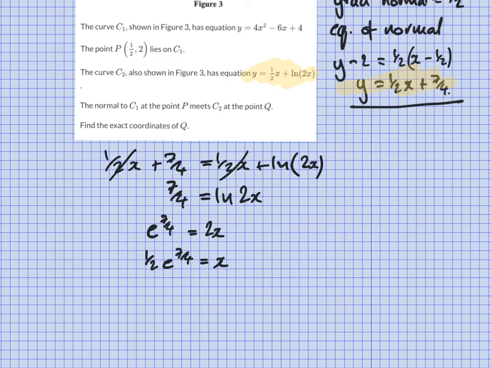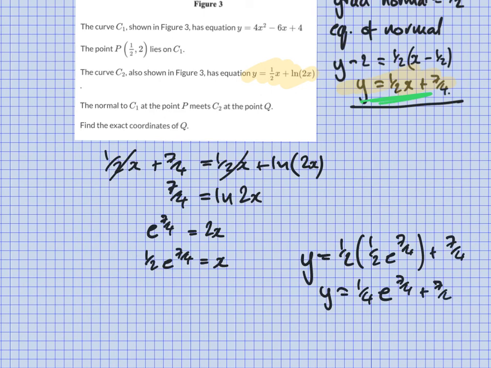We now need to work through and find the y value. The easiest way to do this is to substitute it into one of the equations. And I'm going to substitute it into the equation here, because that's very straightforward. So y equals a half of a half e to the 7 over 4 plus 7 over 4. The y value then is a quarter of e to the 7 over 4 plus 7 over 4. Do not round it, don't work it out on the calculator, that's the value we're looking for. Hope that helps.